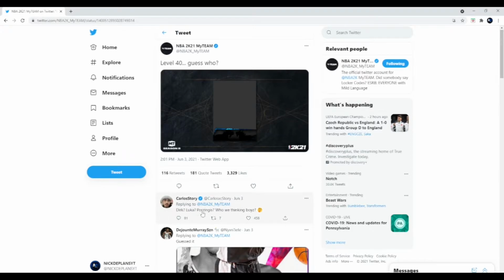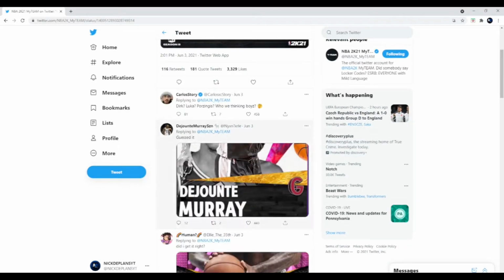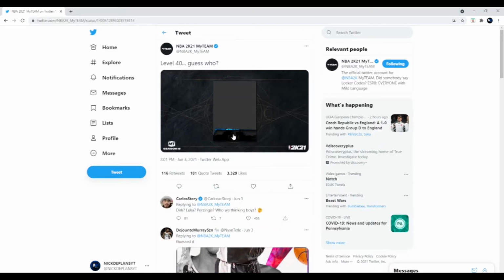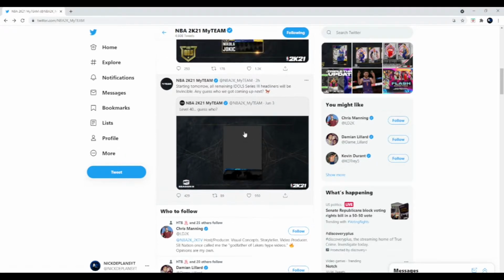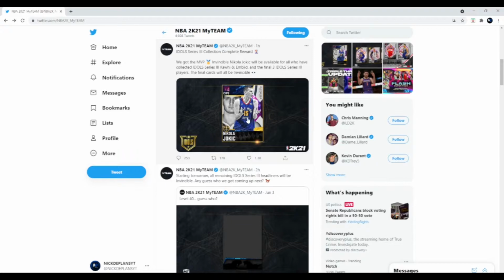And look at Dirk, Luka, Porzingis. We're all thinking, oh God, De'Anthony Murray. We're all thinking Mavericks players because they got the horses for the Mavericks, you know. And obviously this level 40 season reward was Luka. So the only logical explanation is that we are going to be getting Dirk. Dirk is the next Idols card, I guess. And then obviously the reward being Jokic.